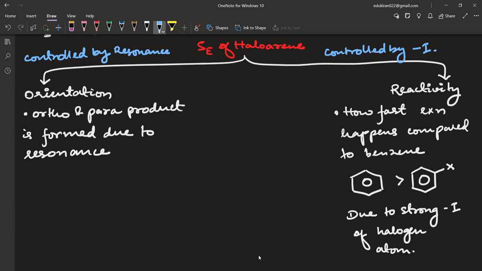There are two concepts in SE of haloarene that you have to understand. This is overall SE, electrophilic substitution reactions, in which we have to understand the orientation of the attack and the reactivity of the haloarene. Orientation is controlled by resonance, but due to strong minus I effect, that means the inductive effect is strongest in haloarene, we have slow reactivity.